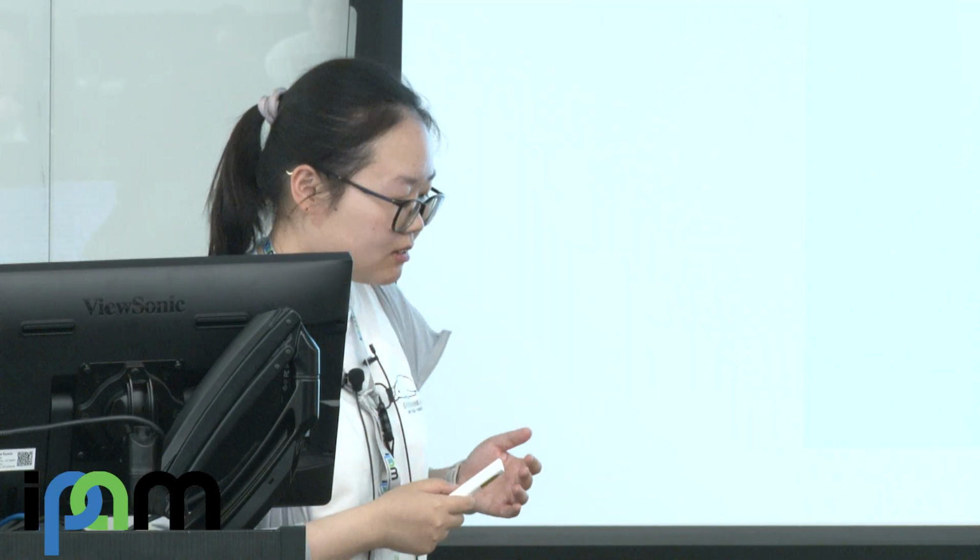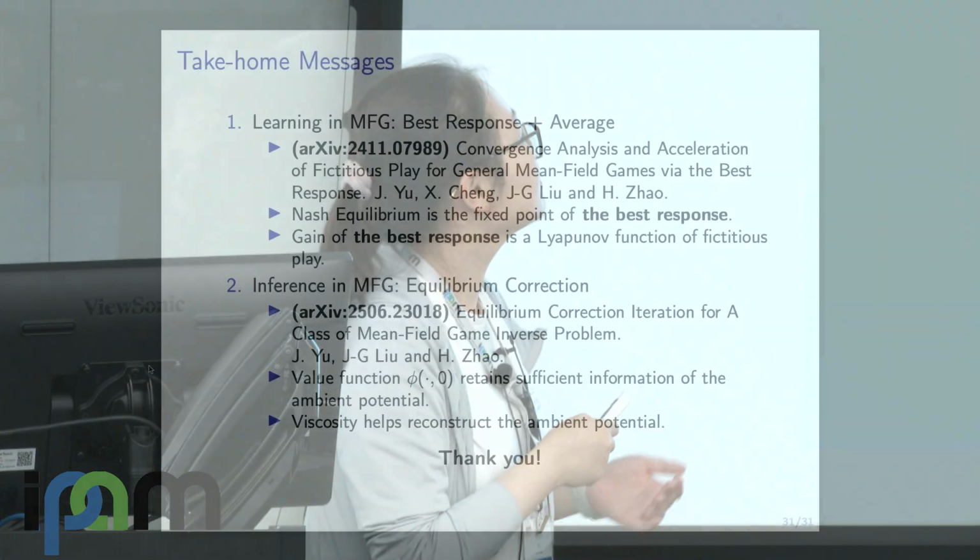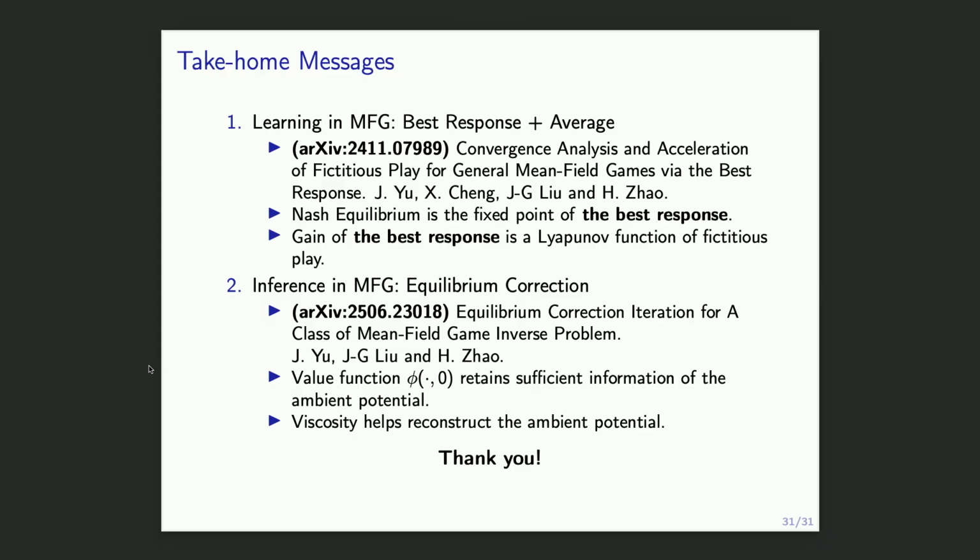So now I want to conclude my talk. The first thing I talk about is learning in mean field game. Essentially, the thing I want to deliver is we can use the best response to understand the mean field game system, and potentially we can also get some insight to develop algorithms for mean field game in high dimension and more complicated settings. And another thing is for this inverse mean field game problem, the value function phi0 seems to retain quite a lot of information of the ambient potential. And this is the case even when the viscosity is very large.